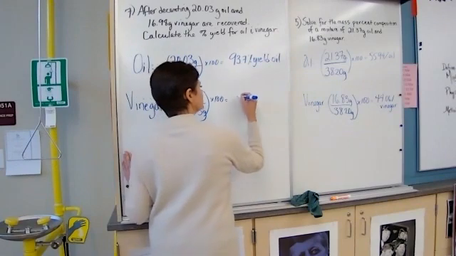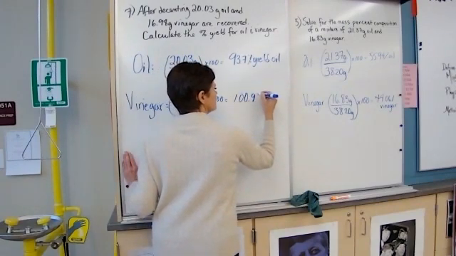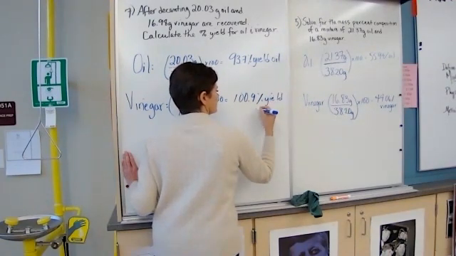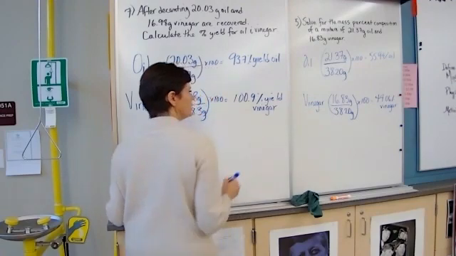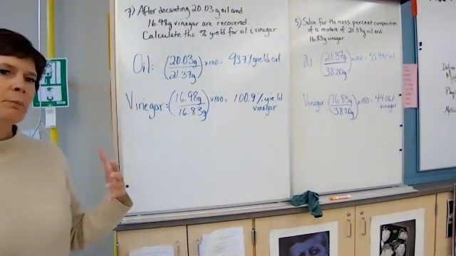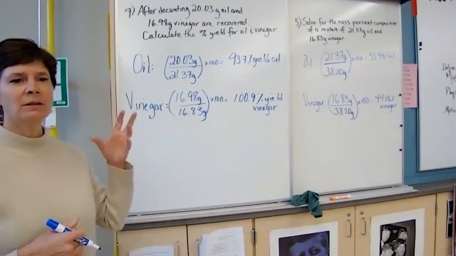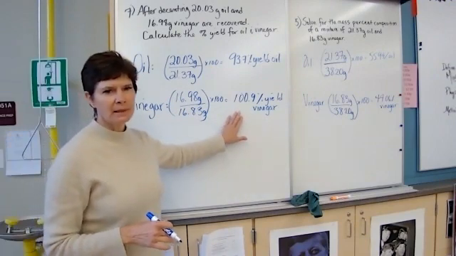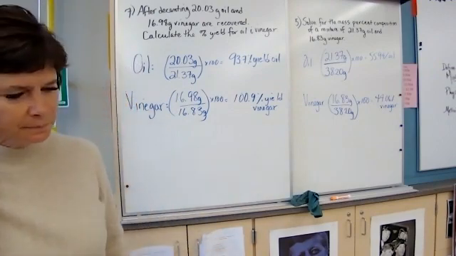And it is actually over 100% yield for the vinegar. And it doesn't mean that somehow we came up with more vinegar than we started with. Typically, when we end up with a percent yield that's high, that means that we have something contaminating that sample. So in this case, we might think that perhaps the oil is contaminating the sample of vinegar.